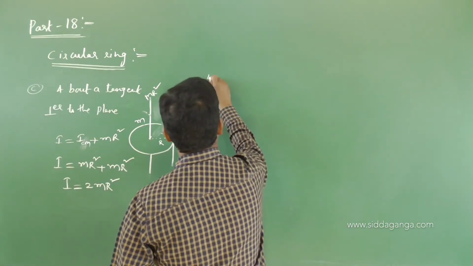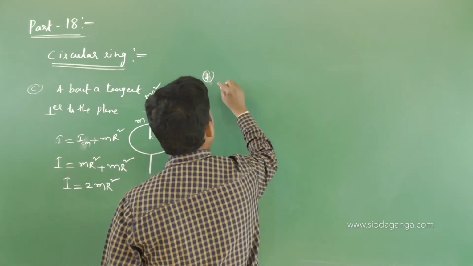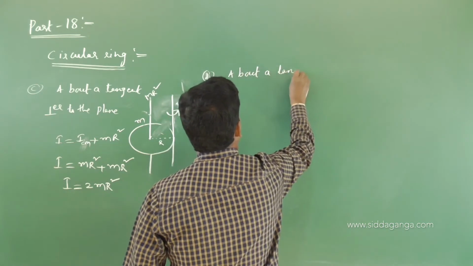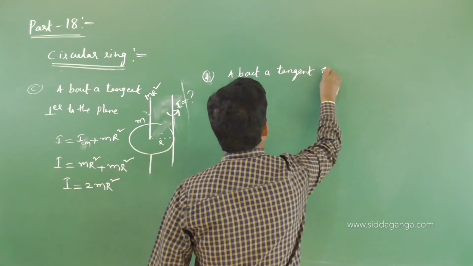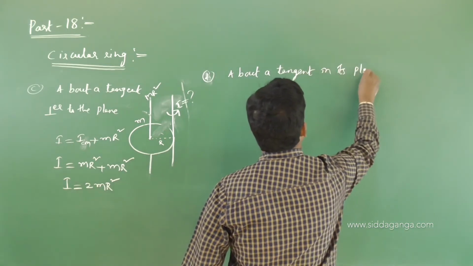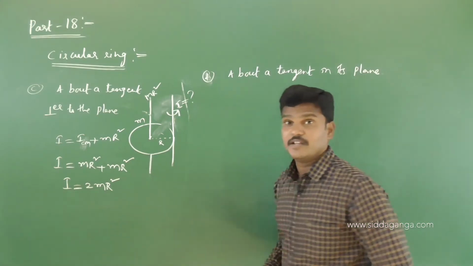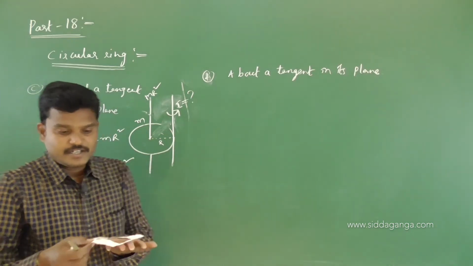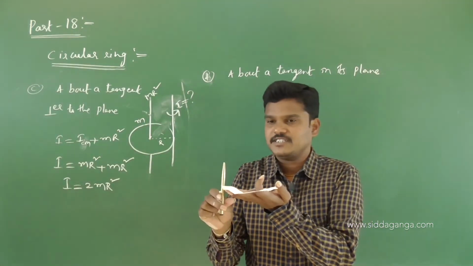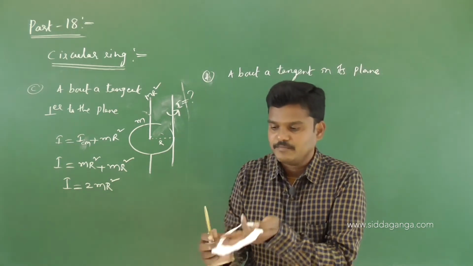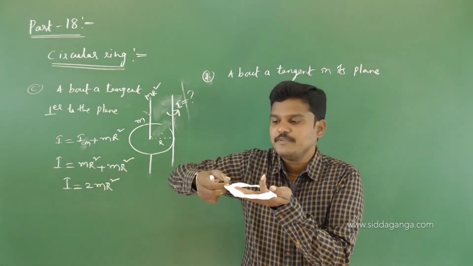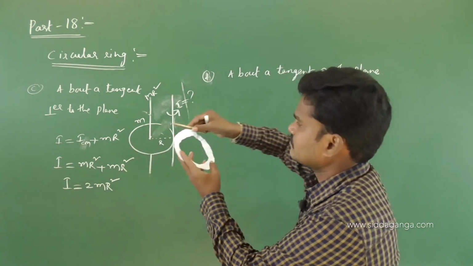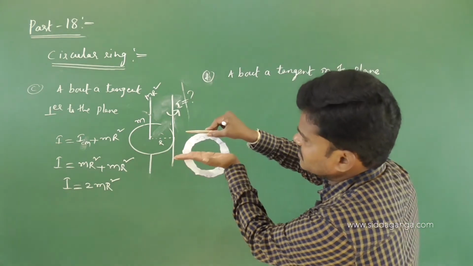So see the fourth one. About a tangent in its plane. If I draw a tangent like this, it is perpendicular to the plane. Now in its plane means you draw like this, about this. And this is the diameter.